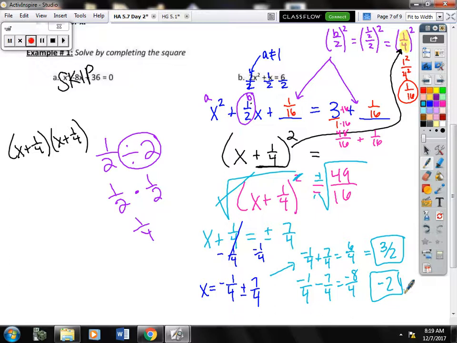Based on the answers, this would have been factorable had we tried to factor it. But a lot of times they'll come out to be imaginary numbers or square roots. You'll do the process exactly the same. Okay. Two more to take a look at.